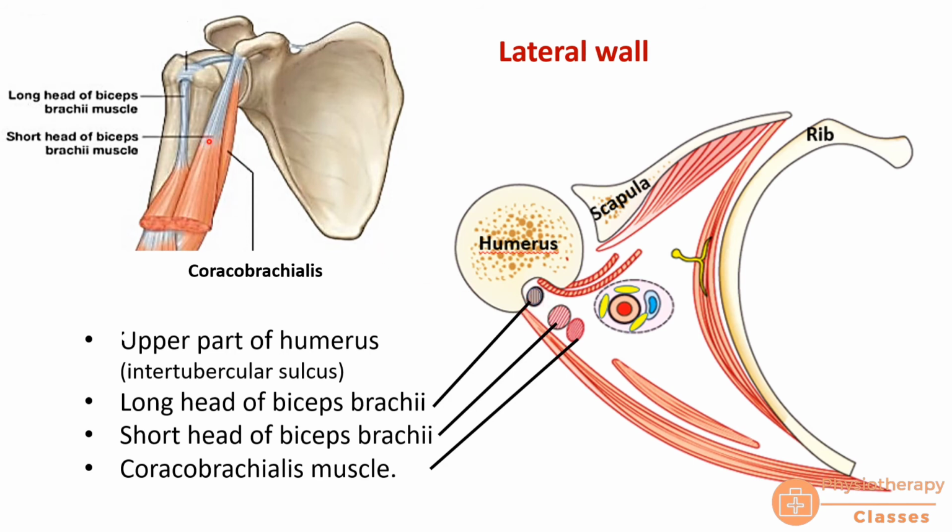Then we have 2 more muscles, and these are the short head of biceps and the coracobrachialis. So we can see here these muscles in the cross section. This is the short head of biceps and this is the coracobrachialis muscle. I hope now the walls are clear. So anterior wall, remember pectoral region. Posterior wall, remember scapular region. Medial wall, the upper thoracic wall, and lateral wall, the humerus, the intertubercular sulcus, that we'll remember the biceps and the coracobrachialis. This is how you can remember the 4 walls of the axilla.